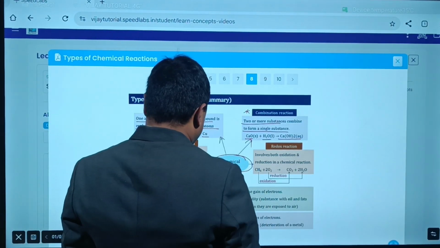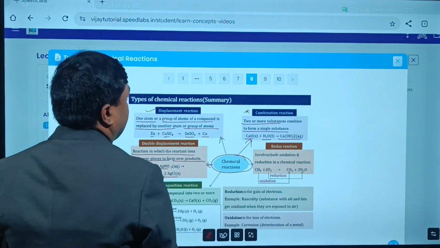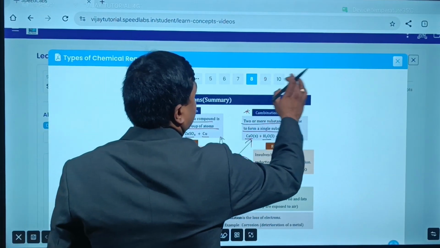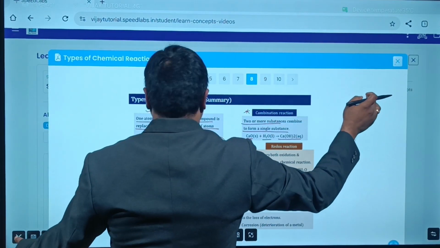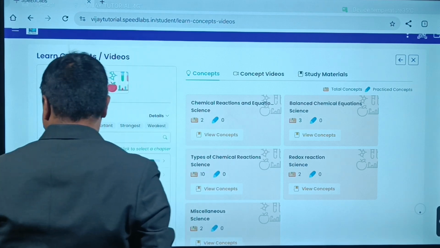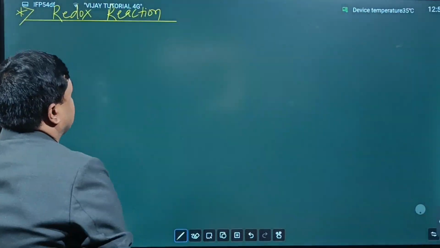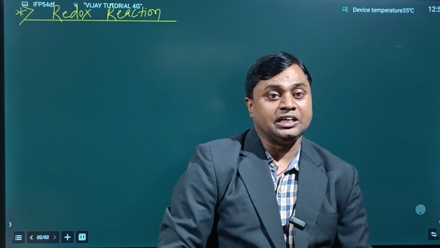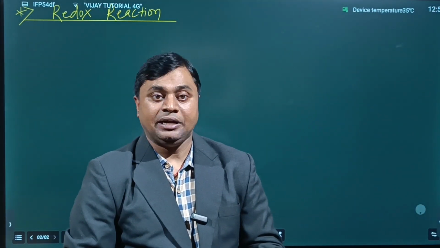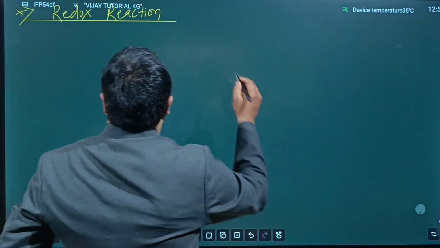Okay, we will discuss one more type, that is redox reaction. First try to understand what a redox reaction is. A redox reaction is a type of reaction in which both oxidation and reduction take place simultaneously. Okay, what happens?